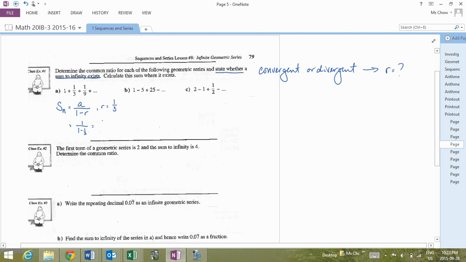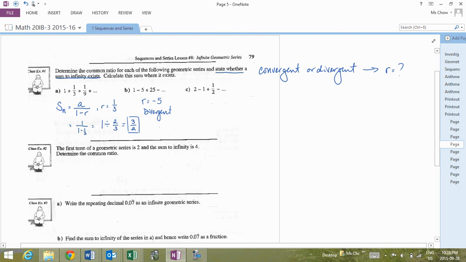So looking at 1 divided by 2/3, or 1 times the reciprocal of that, which is 3/2. So our sum is 3 halves. For B, does the sum exist? No, because r is equal to -5, so this is divergent. No sum exists.